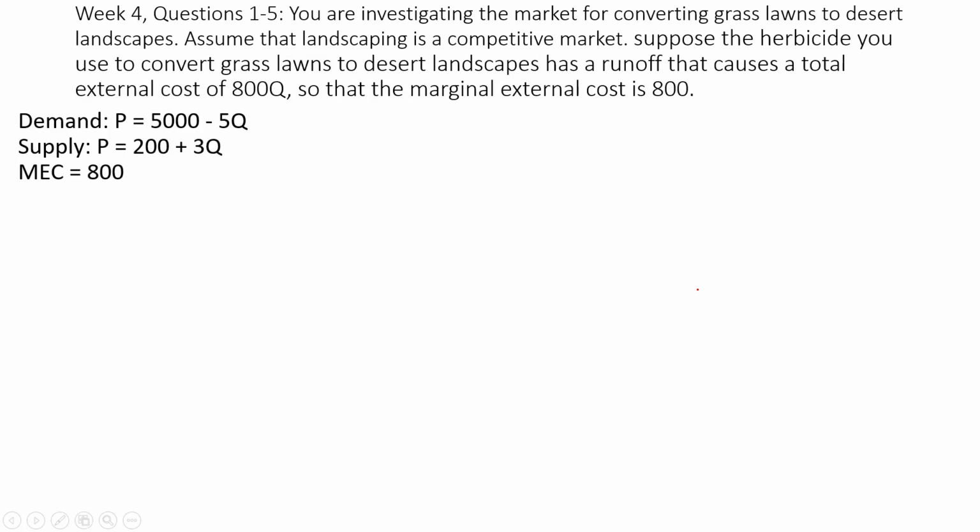All right. And then the other question for week 4 here, in fact, all 5 questions have to deal with this particular setup. So you're investigating the market for converting grass lawns to desert landscapes, assuming that a landscape is a competitive market. Suppose the herbicide you use to convert grass lawns to desert landscapes has a runoff that causes a total external cost of 800Q. Remember that the marginal external cost is just the derivative of the total with respect to Q, so that's equal to 800. And I go ahead and list out those equations there.